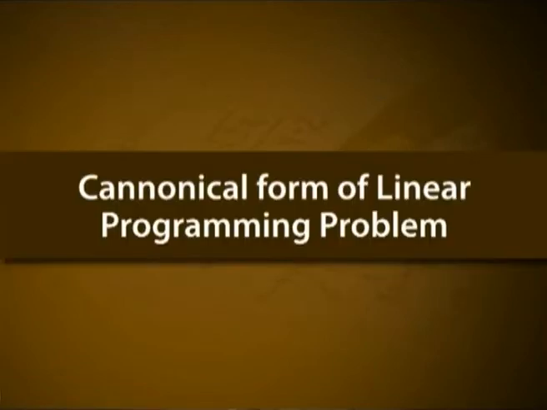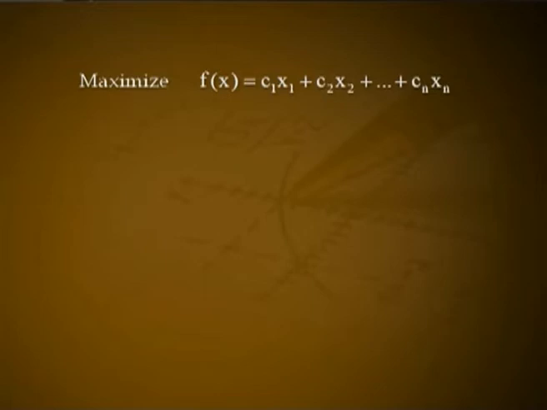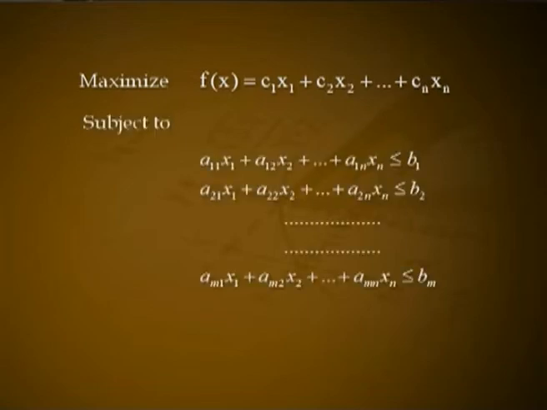Canonical form of linear programming problem. The general linear programming problem can always be put in the form maximize f of x equal to c1 x1 plus c2 x2 plus etc. plus cn xn subject to a11 x1 plus a12 x2 plus etc. plus a1n xn less than or equal to b1, a21 x1 plus a22 x2 plus etc. plus a2n xn less than or equal to b2, etc. finally am1 x1 plus am2 x2 plus etc. plus amn xn less than or equal to bm, where x1, x2, etc. xn greater than or equal to 0. This form of LPP is known as the canonical form of LPP.